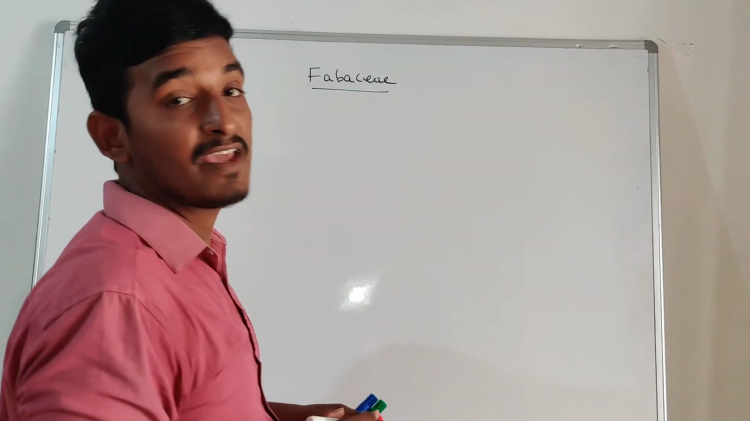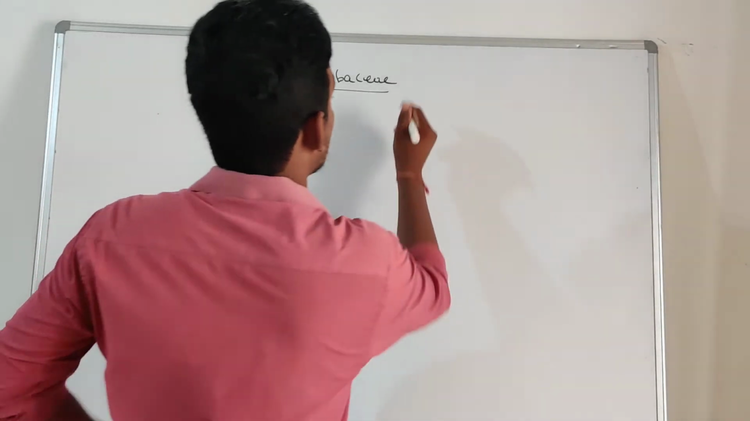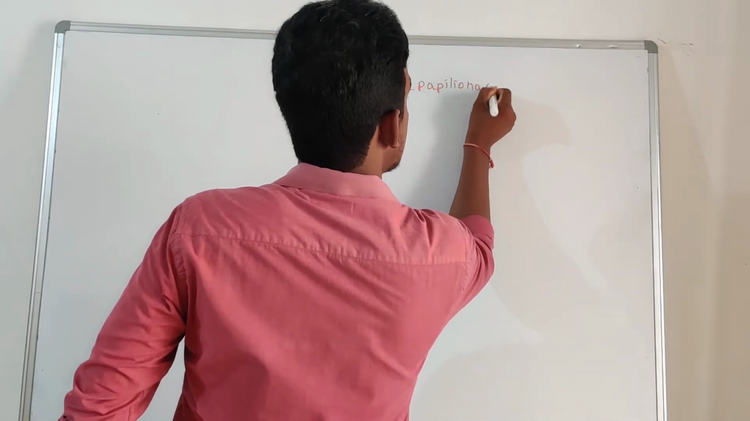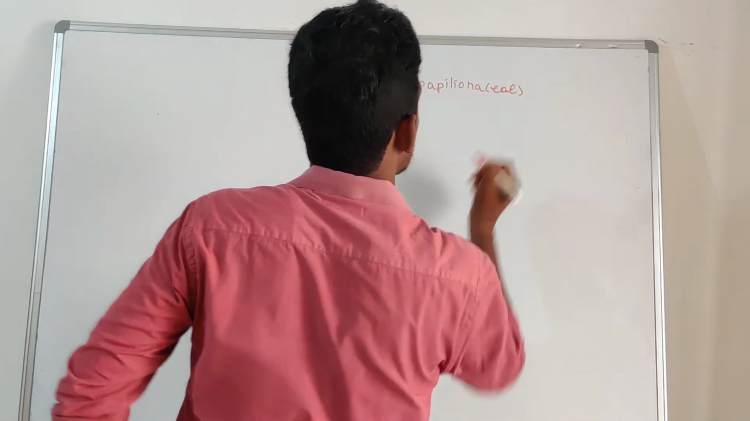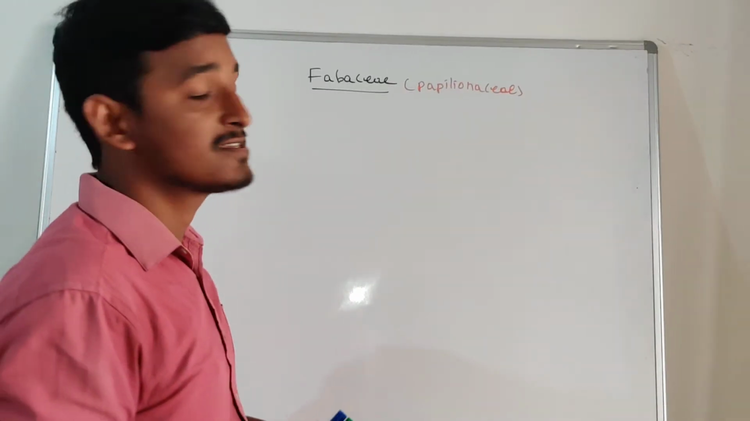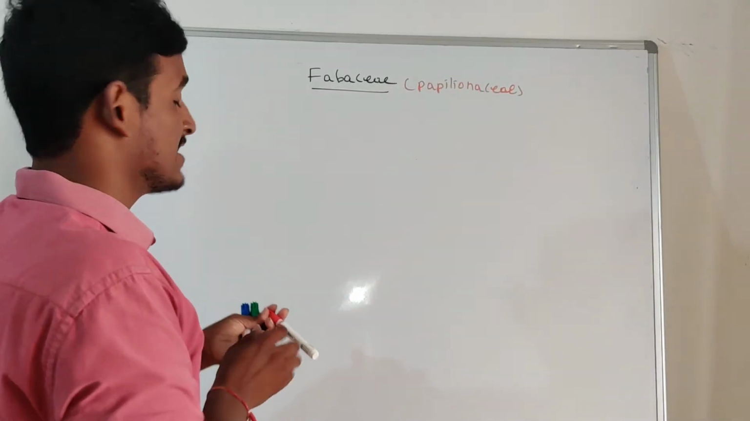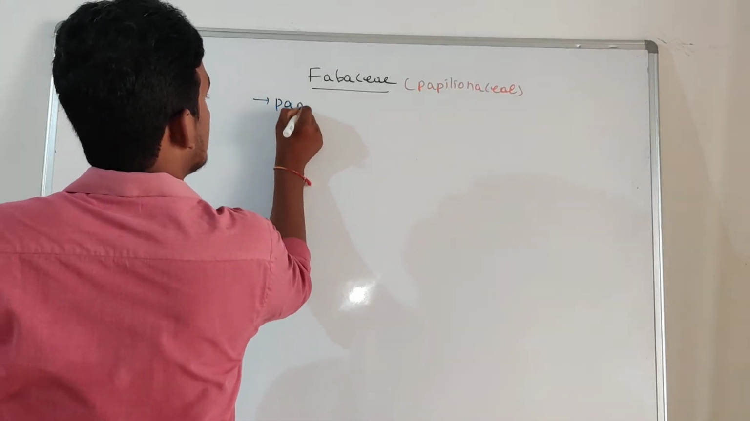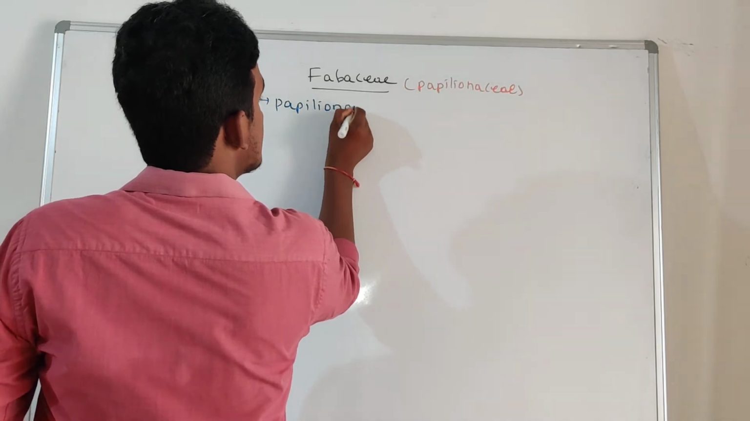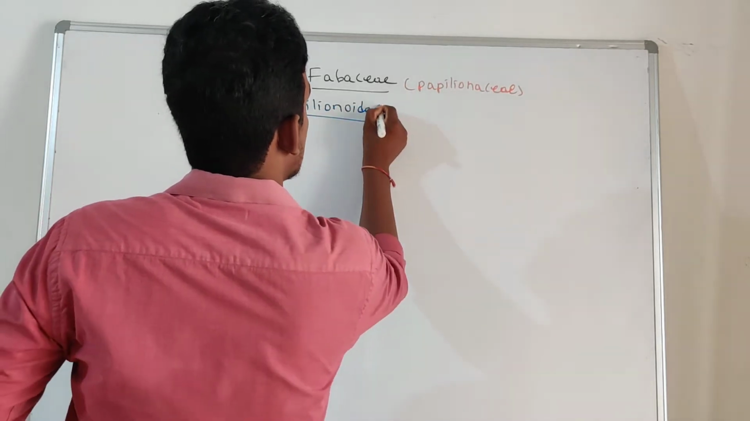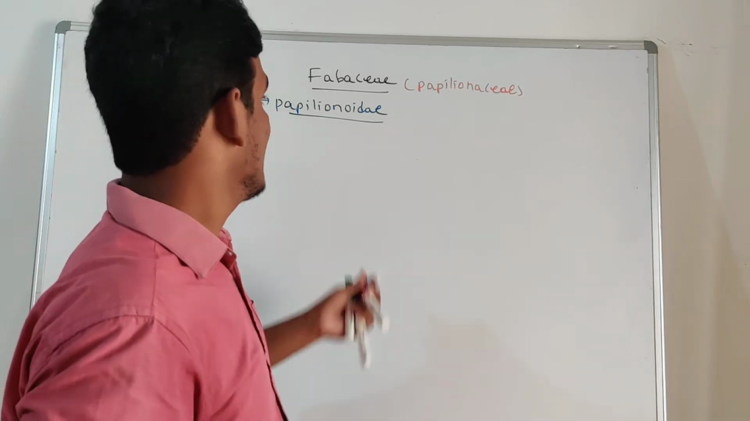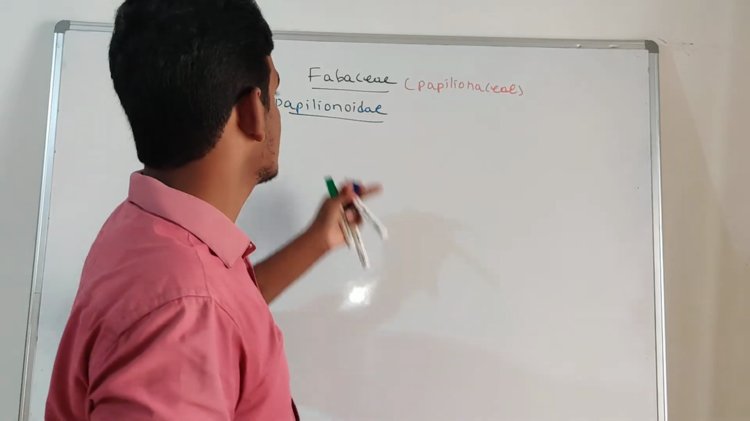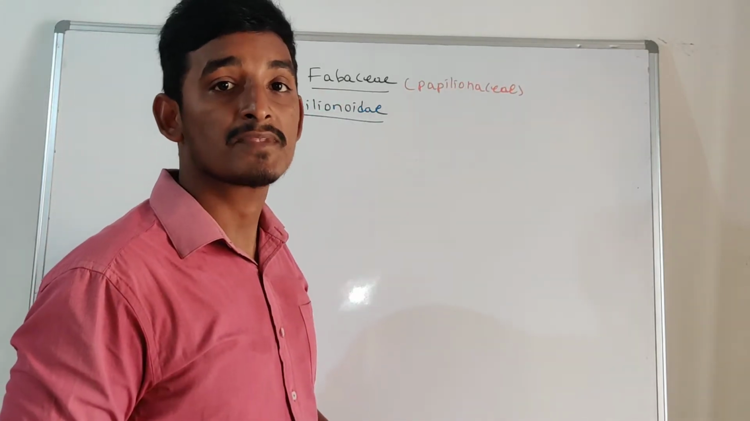The Fabaceae family is also called the Papilionaceae family. In earlier days, the Fabaceae family was called Papilionoideae. Right? So it was called that in the earlier days, and along with that it is also called the Pea family. It is the best example of the Fabaceae family.